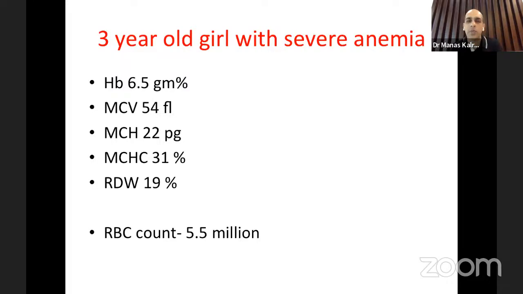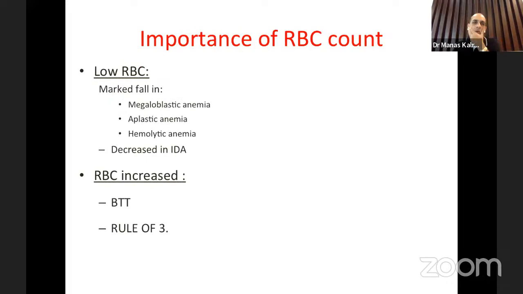It can be a mixed picture. So look at the RBC count and that will tell you the importance. Okay, so there is something called the rule of three. What is this rule of three? Rule of three is if you multiply the number of RBC with three, you should get the hemoglobin. If you multiply hemoglobin with 3, you will get the hematocrit.